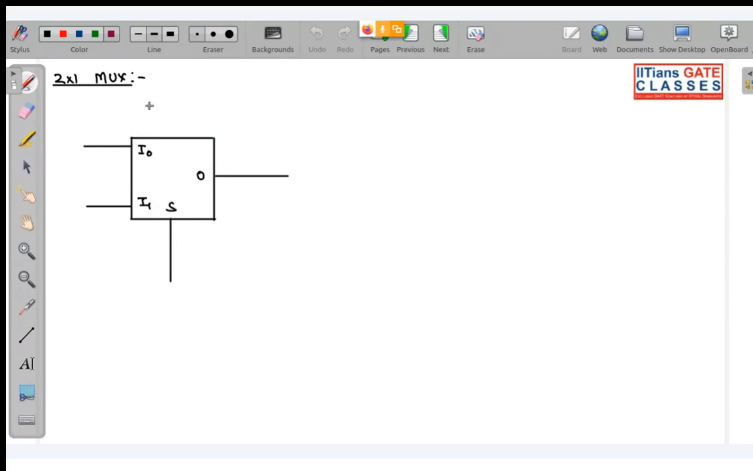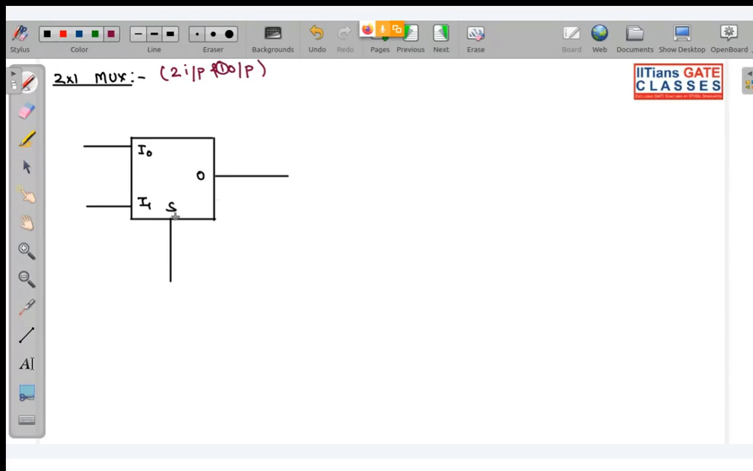A 2 cross 1 mux. Now this selection line, everything is binary. So this is a 2 cross 1 mux. Why? Because here we have 2 inputs and one output. It's not like that we have one selection line for that. No, we have two inputs and we have one output. So basically everything is binary over here.